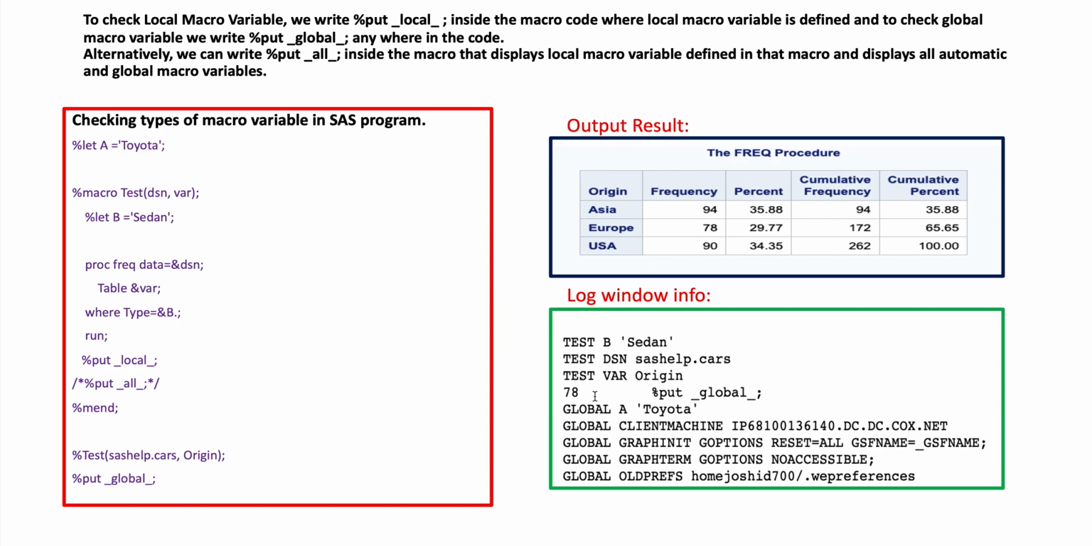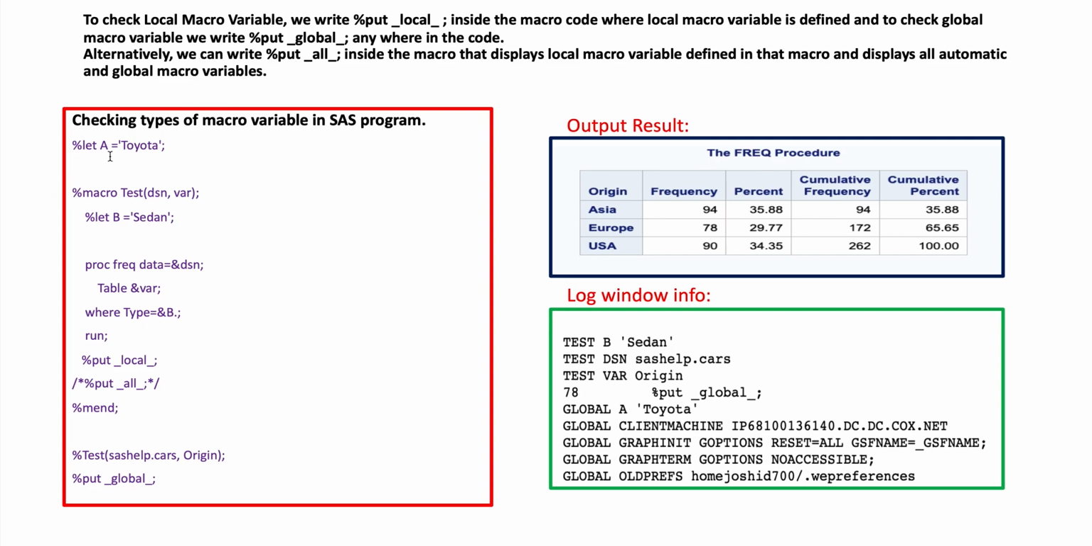Alternatively, we can write %put _all_; inside the macro, which displays the local macro variables defined in that macro and also displays all automatic and global macro variables. Sample code is given here.